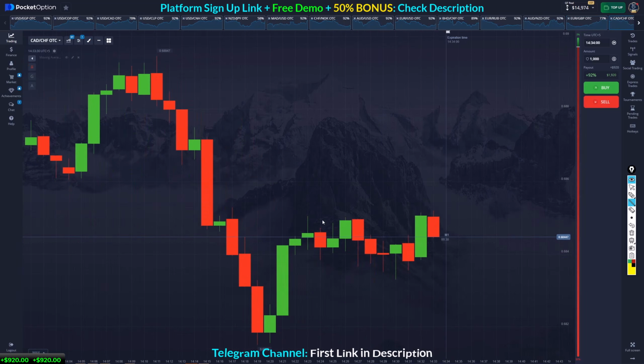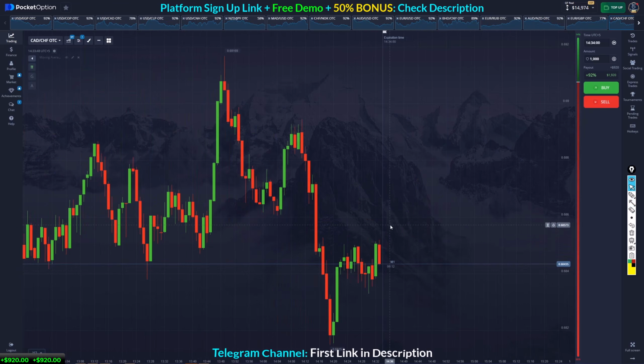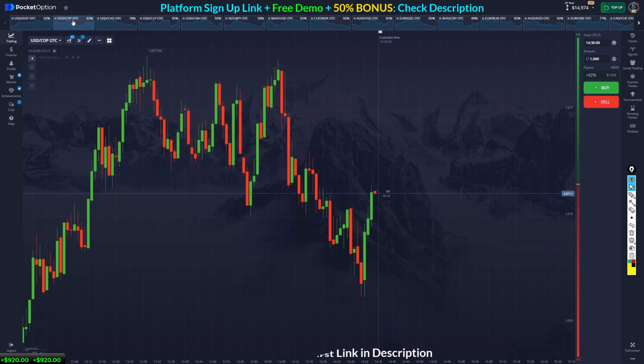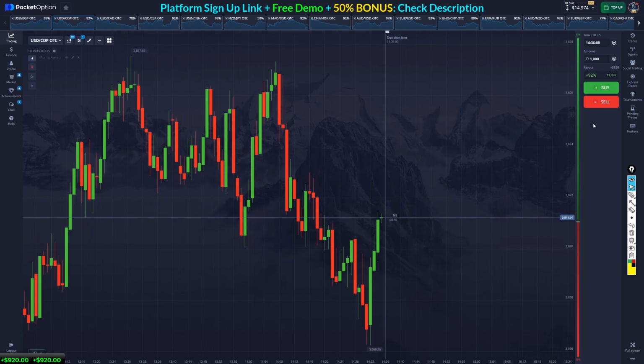There was a breakout setup. First touch, second touch, and the third touch is breaking for this trade. Okay, I want to take this trade right now.